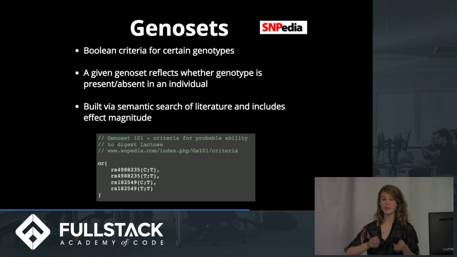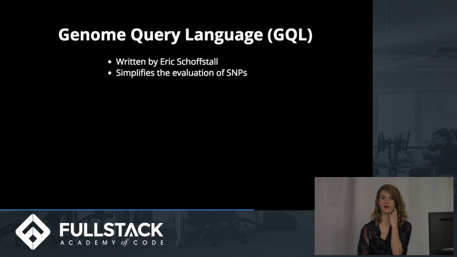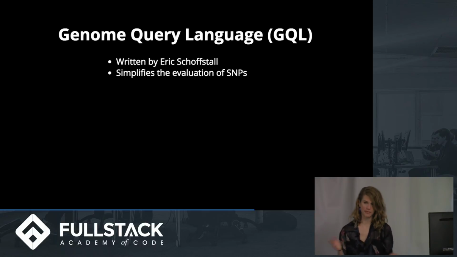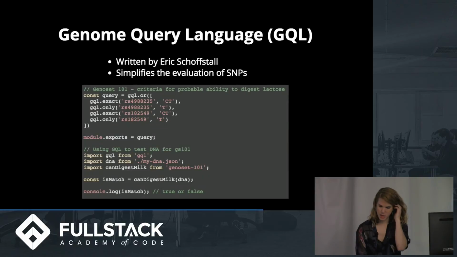And so SNPedia is run by basically a bot that crawls literature, and anytime a paper like this is published, it will notice the tag for the RSID, pull it, and use that information to compile the criteria that's contained in the genoset. And so we can couple these genosets with JavaScript's genome query language, or GQL. This is a package that was developed by Eric Schafstall, who's one of the engineers behind Gulp.js. In essence, much like SQL, it will produce a query function that will look at the database of your DNA and return whether or not you can find the genoset in the DNA.